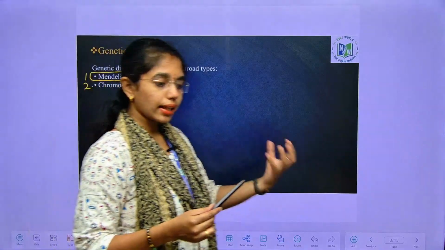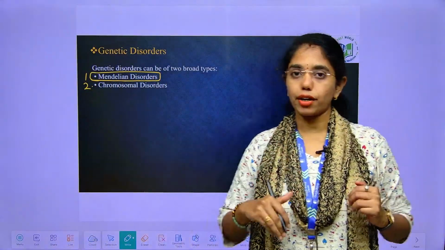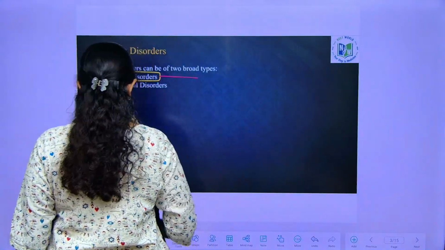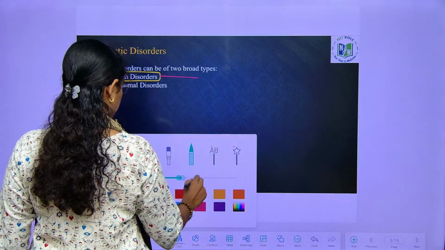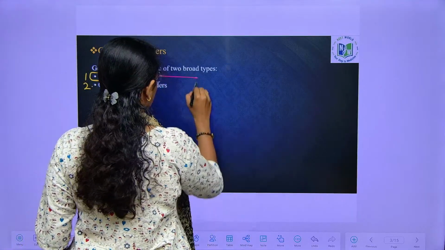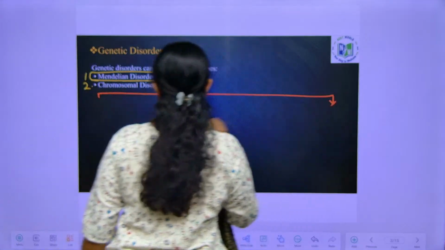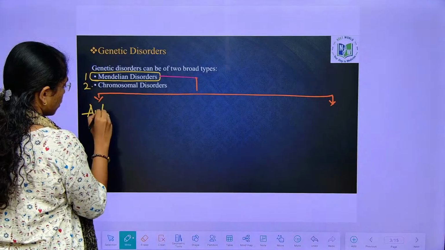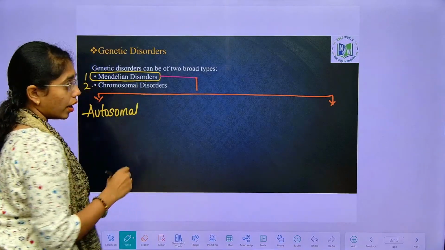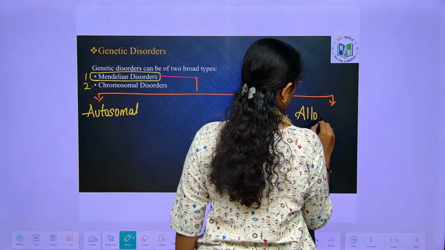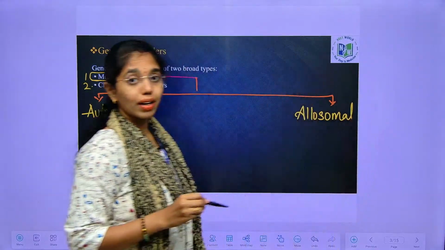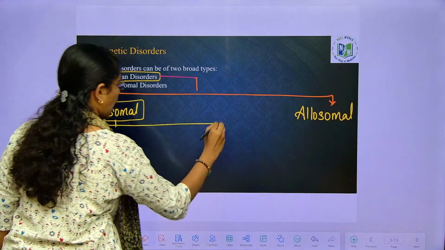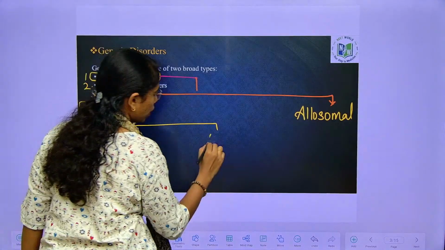I already told you these disorders follow the Mendelian pattern of inheritance, and we have two major categories in Mendelian disorders. It can be autosomal disorders or allosomal disorders. Autosomal disorders can be autosomal recessive and autosomal dominant.